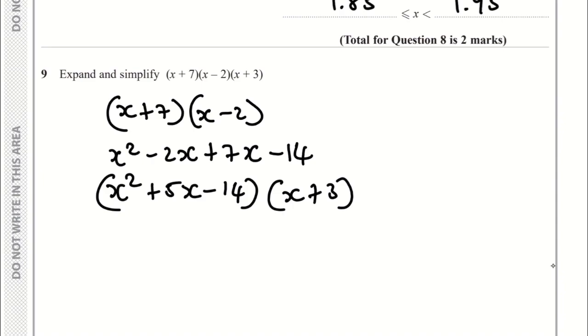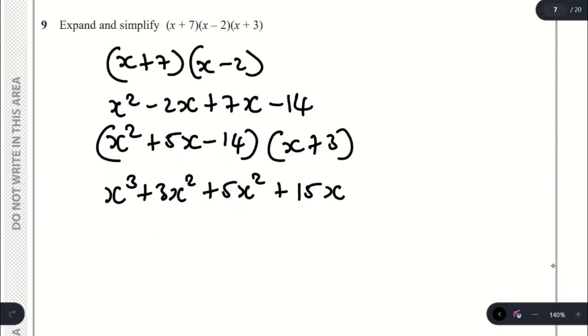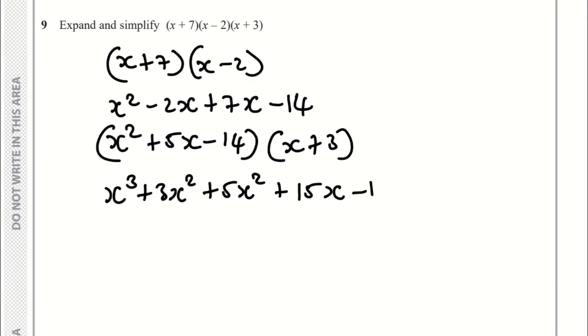So x squared times x is x cubed. X squared times 3 is plus 3x squared. We're done with that. Let's come to 5x. 5x times x is plus 5x squared. 5x times 3 is plus 15x. Negative 14 times x is negative 14x. Negative 14 times 3 is what? Negative 42. Now let's simplify this.